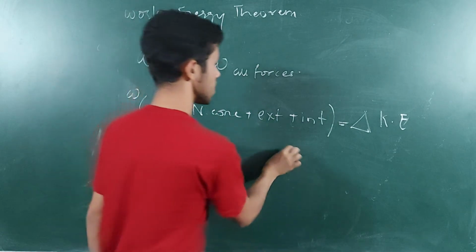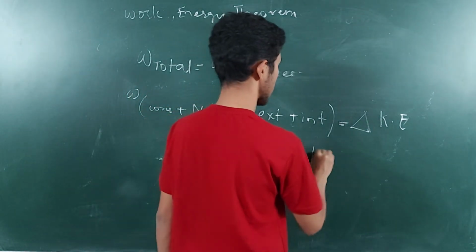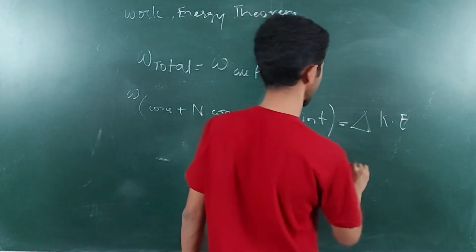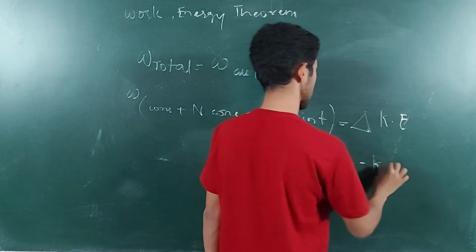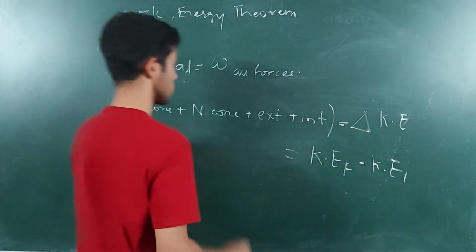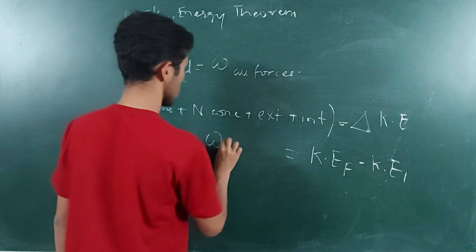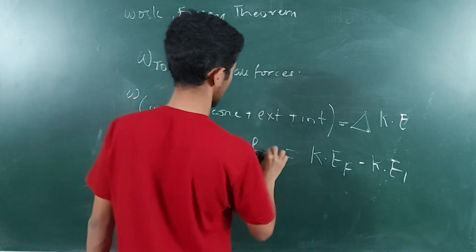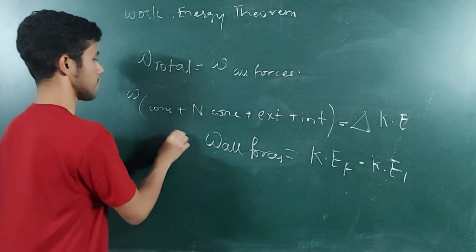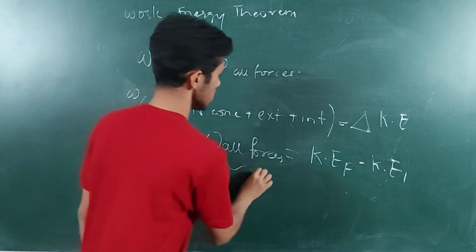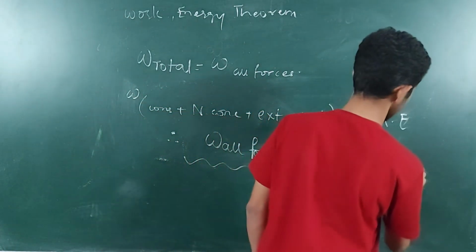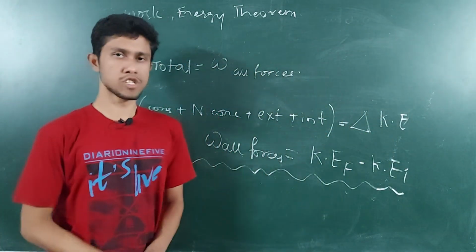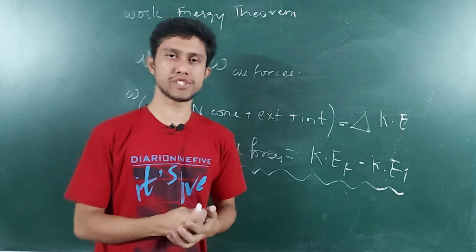So I can write this change in kinetic energy of the body as K final, kinetic energy final, minus kinetic energy initial, which will be equal to work done by all forces. So this is the final equation of the work energy theorem. So I hope you have understood the work energy theorem.